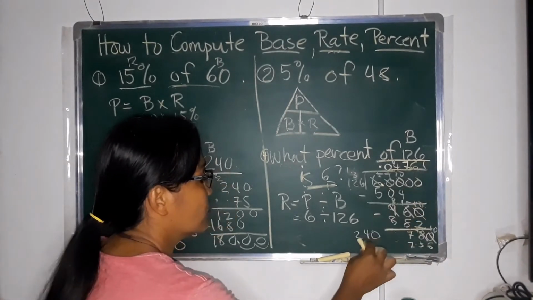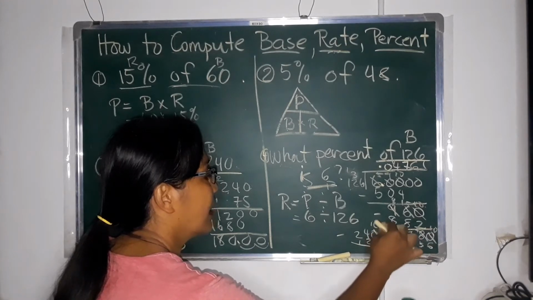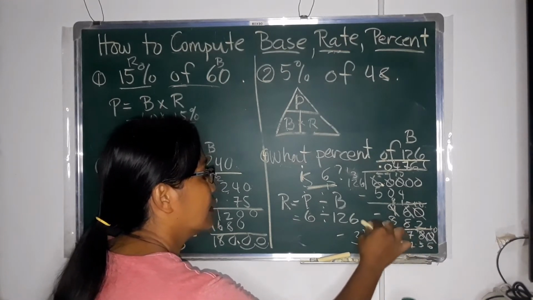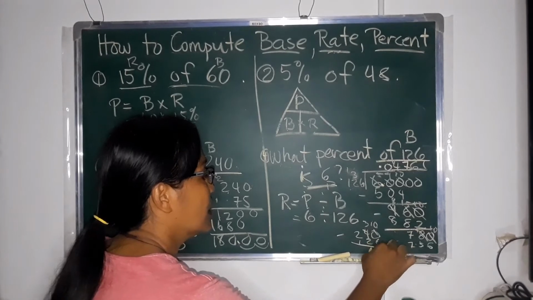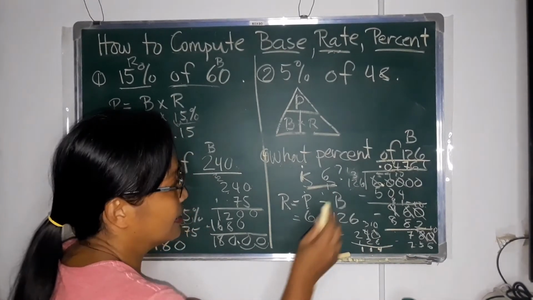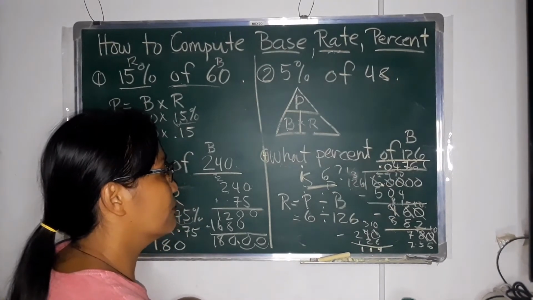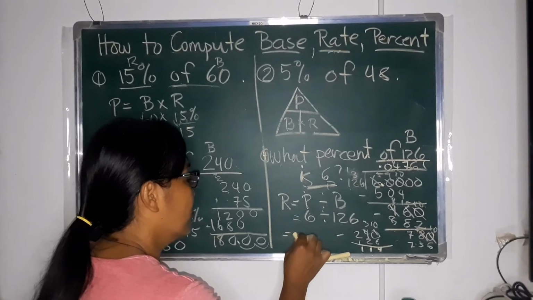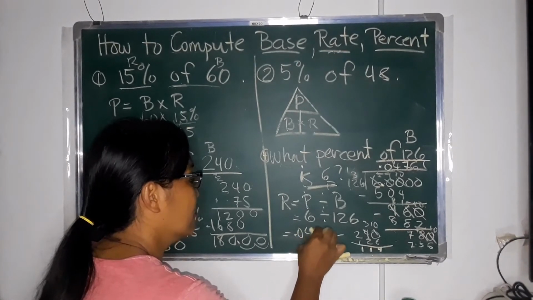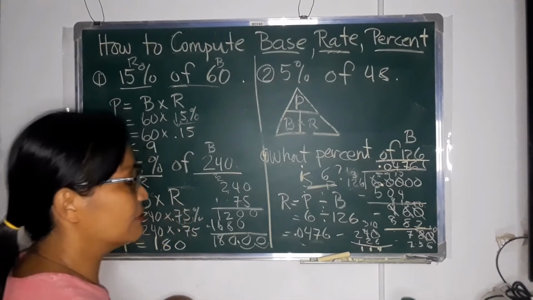So 1 times 126 is 126. Then subtract. 10 minus 6 is 4. 3 minus 2 is 1. 2 minus 1 is 1. Okay, so 140. So pwede na ito. We have 0.0476. So, is this our final answer?